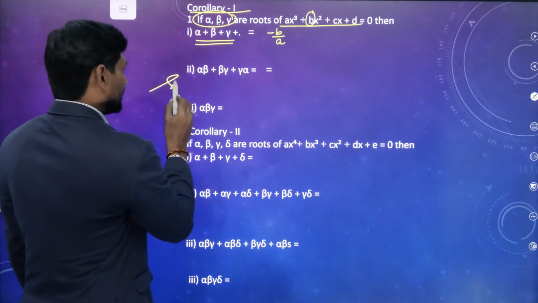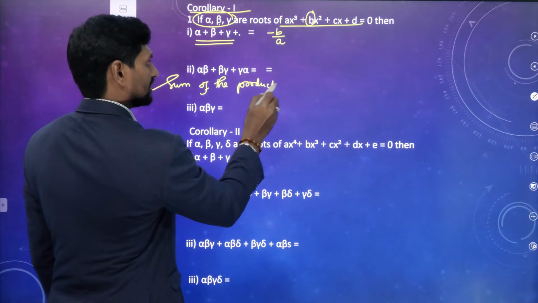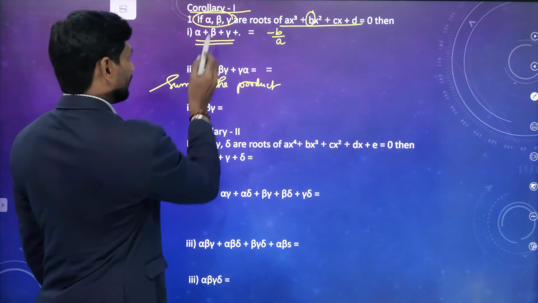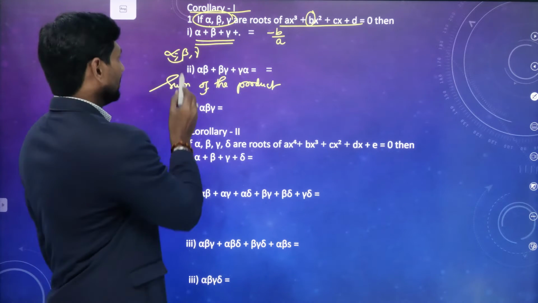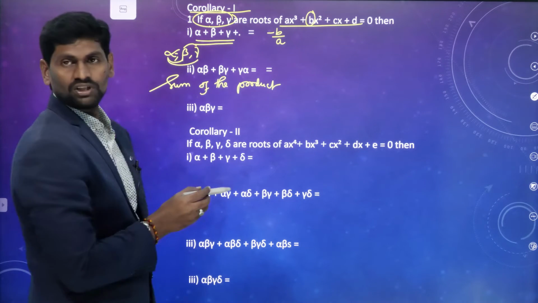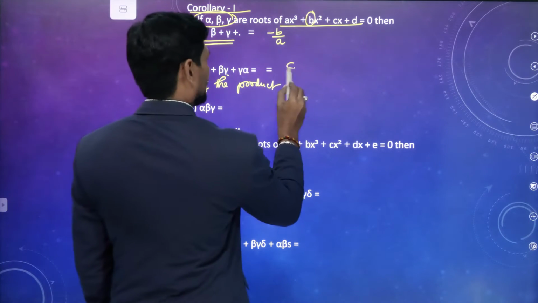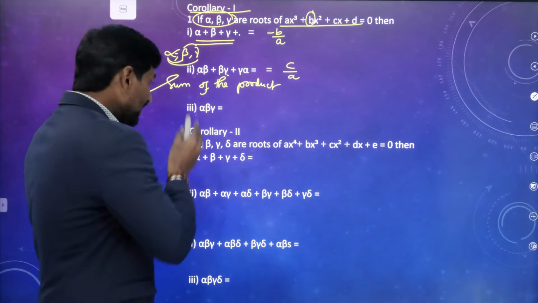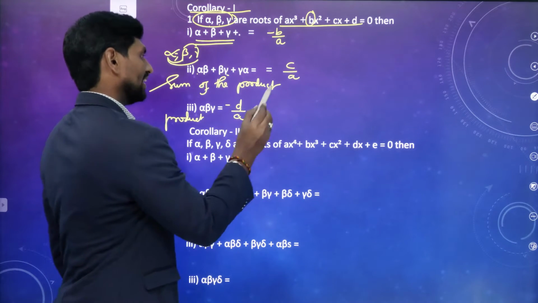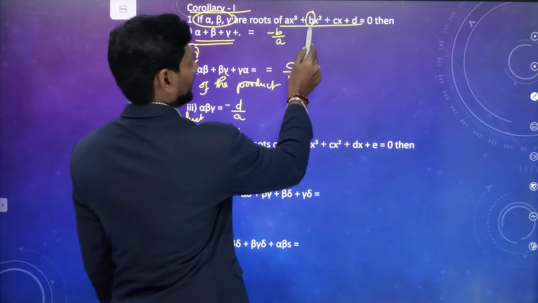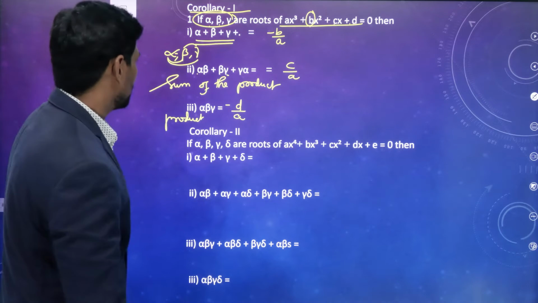This is called the sum of the product of roots. If you take 3 roots, alpha into beta, alpha into gamma, beta into gamma: alpha beta plus beta gamma plus gamma alpha equals c by a. The product of roots only is minus d by a. So the coefficients here are minus b by a, c by a, minus d by a. These are the formulas we are using.